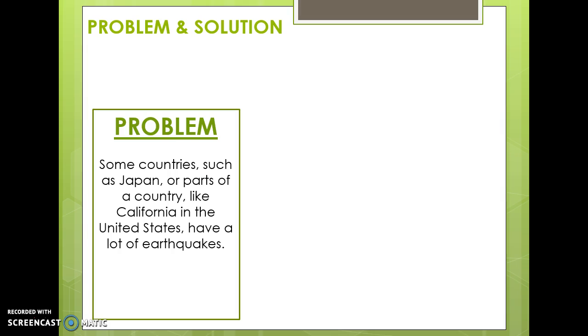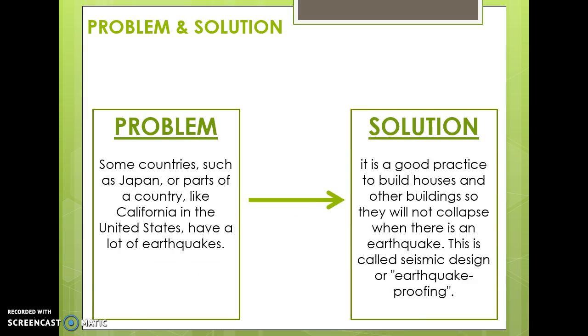This is problem and solution. The problem: some countries such as Japan or parts of a country like California in the United States have a lot of earthquakes. A solution is then proposed. It is a good practice to build houses and other buildings so they will not collapse when there is an earthquake. This is called seismic design, or earthquake proofing.